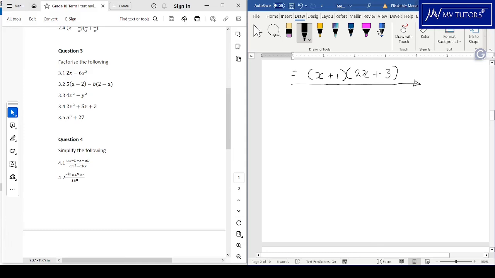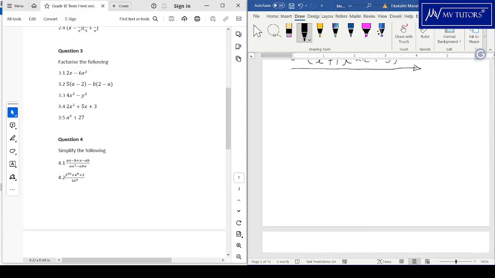All right, let's go to the last question, which is, well, the last one in terms of question 3. That's 3.5. This time I have a cubed plus 27. Okay, so this one, because of this cubed, and this is a cubed number as well, that means I can do the sum of 2 cubes. Open a small bracket, and then you open a big bracket.